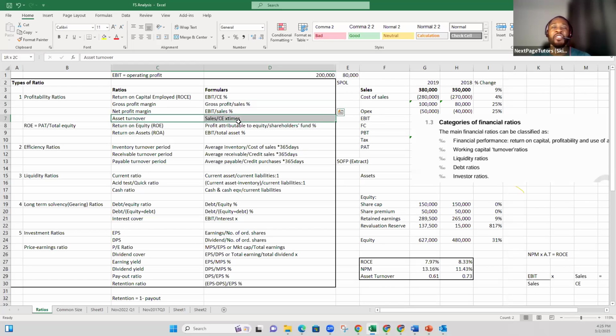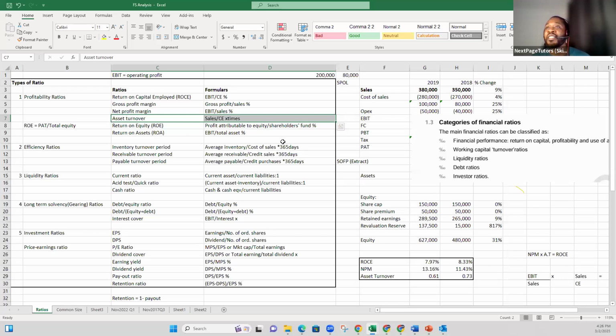Asset turnover, that should normally give you its formula, but it is the other way around. You could look at it and say, oh, asset turnover is asset over turnover, but no, that's not the case. It is turnover over asset because that ratio is not expressed in percentage. It is expressed in number of times. How many times are you able to turn over your asset? How many times are you able to use your asset to generate revenue? That's what the ratio is looking at. So instead of asset over turnover, the ratio is turnover over assets, and it is expressed in number of times.